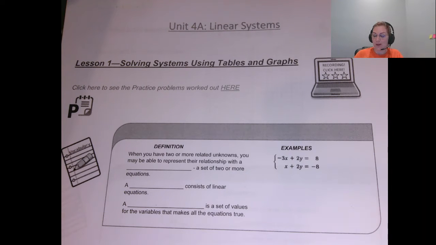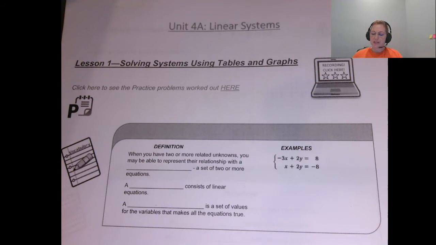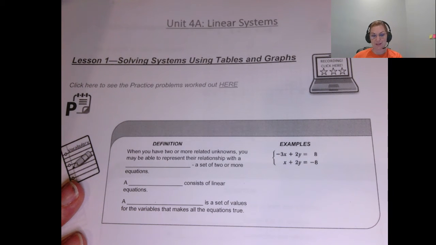Let's begin with lesson 1, solving systems using tables and graphs. As we're going through here, I will be writing my answers in just like you would. If you would like to follow along, we'll do that. So let's look first. We know that Unit 4 is all about systems.